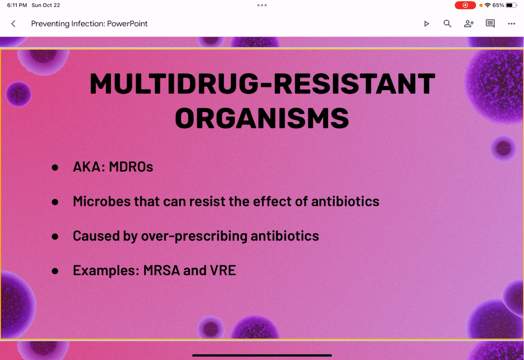VRE refers to vancomycin-resistant enterococcus. Enterococcus is found in the intestines and in the feces. It can be transmitted to others by contaminated hands, toilet seats, and care equipment. When not in the intestine, enterococci can cause urinary tract, wound, pelvic, and other infections.